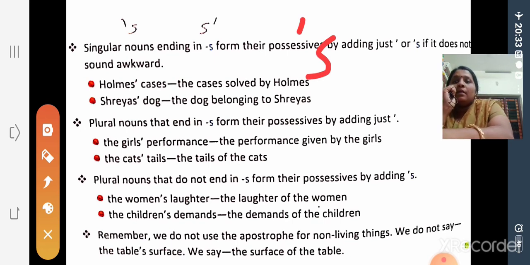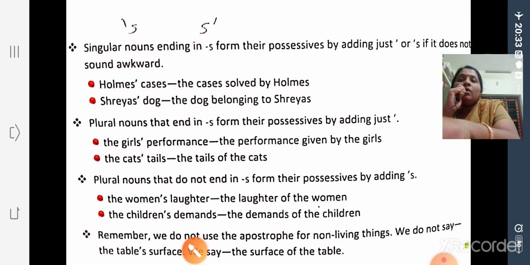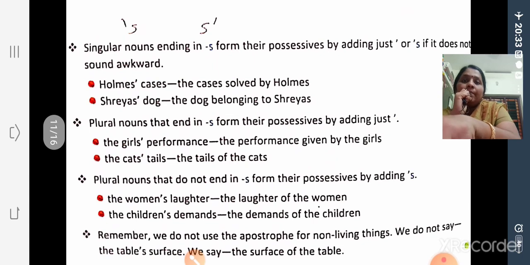Okay. Then the plural nouns that do not end in S form their possessive by adding apostrophe S, that we already told. So remember, we do not use the apostrophe for non-living things. Non-living things we don't have to add apostrophe here. We do not say the table surface. Okay, the table surface is not right. We say the surface of the table.